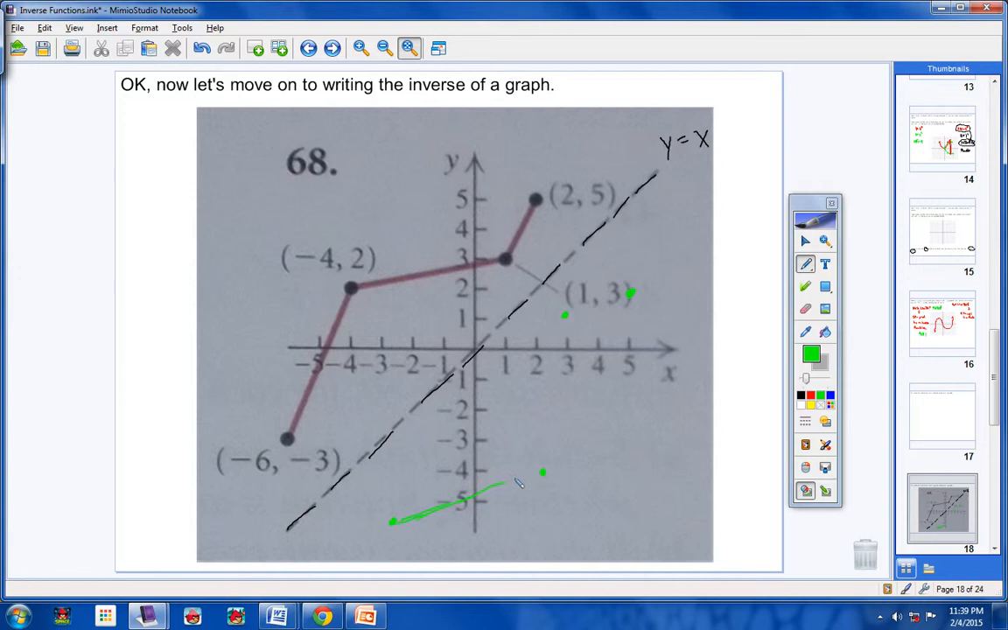So the inverse would look like this. There it is. Notice it's a reflection in y equals x. Okay? Notice that the inverse function of a given graph, the inverse graph of a given graph, is a reflection in the line y equals x. Okay? There it is. Okay, let's go ahead and continue on.